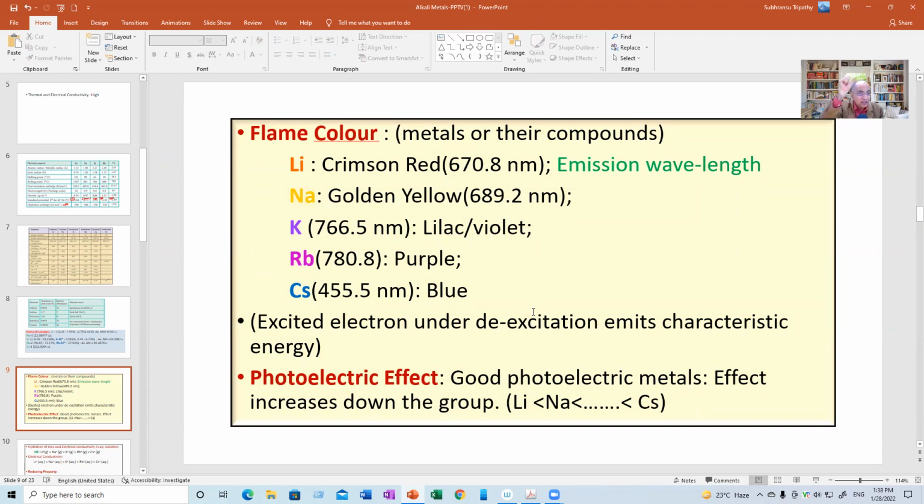What happens? In the flame, the ionic bond breaks. Chloride ion gives the extra electron that it possesses back to the sodium ion, and now sodium becomes an atom. There is no more ionic bond. And that electron which is revived goes to the higher state and returns to give the characteristic emission spectrum. You have to remember these colors. These are very important for your examinations.